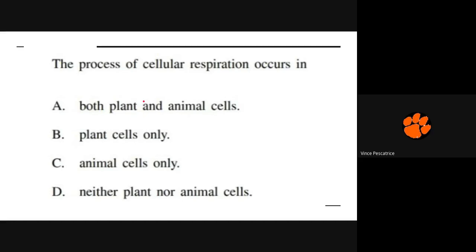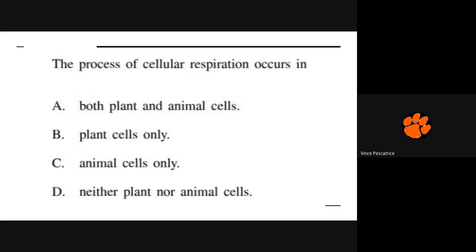All right. The cell processes are respiration and photosynthesis. Those are the two different processes that we've talked about that cells do. One's for plants and one's for animals.